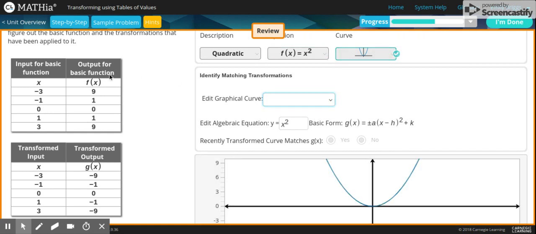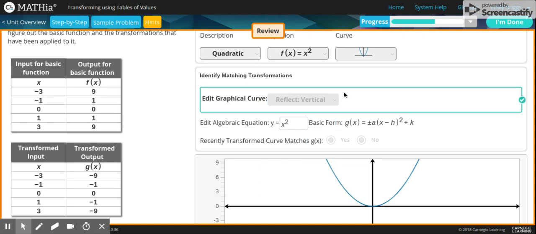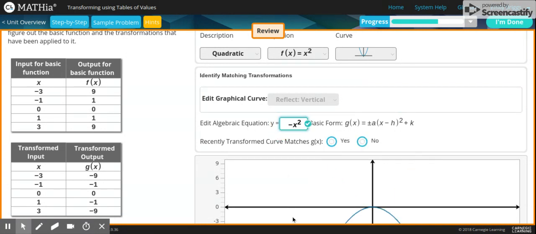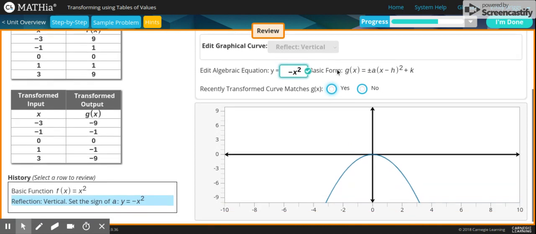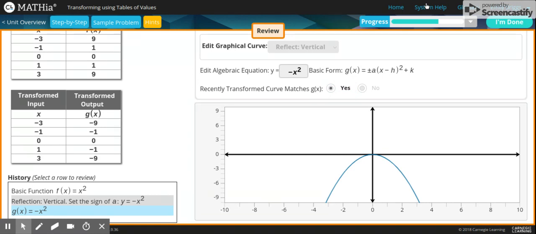So then to edit it from 9 to -9, you have to reflect it, which is going to make it -x squared. And then we can see none of the other numbers change, so that means we're done. So yes. And then I hope this helped you guys transforming using tables of values.